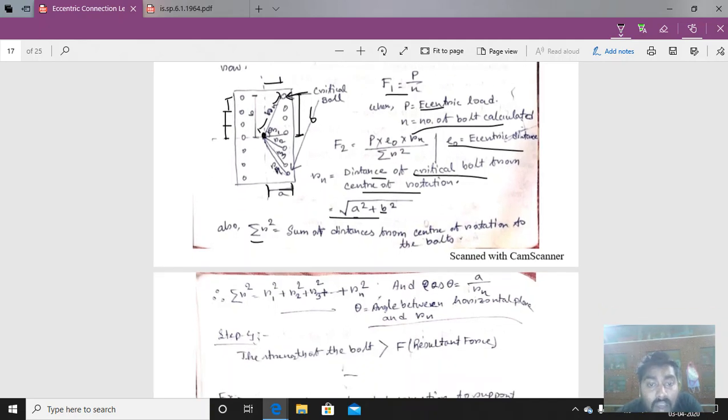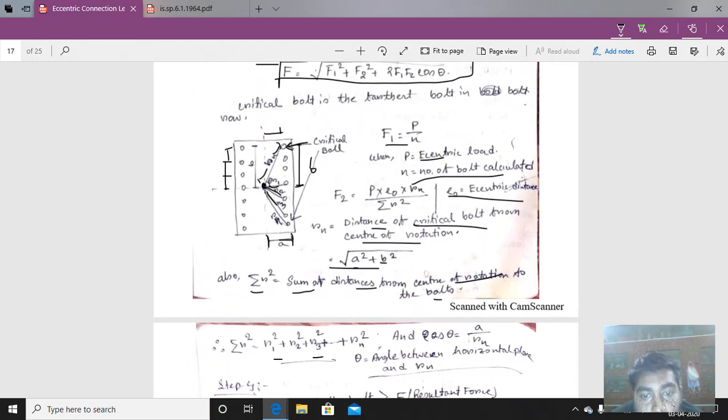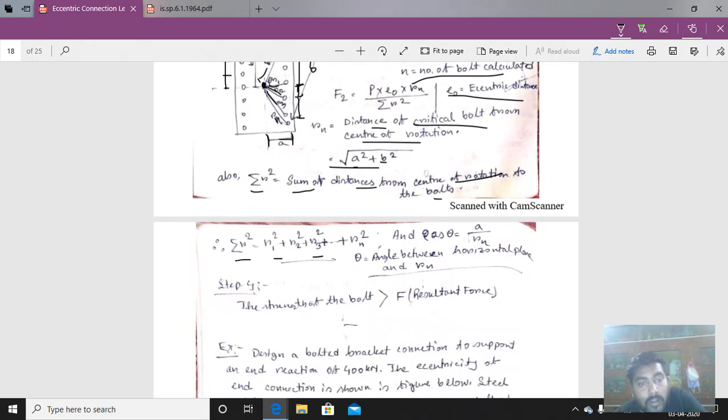Now what is the summation of R square? It is the sum of squares of the distances from the center of rotation to the bolts. Consider these bolts: this is R1, R2, R3, R4. If we know this pitch and A, we can calculate R2, and with the pitch and that distance A, we can calculate R3, similarly Rn. The summation of R square is R1 square plus R2 square plus R3 square plus up to Rn square. That is how we calculate the summation of R square.